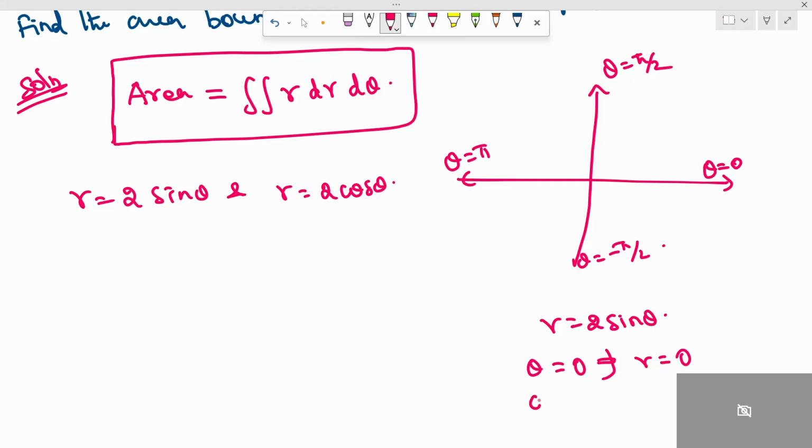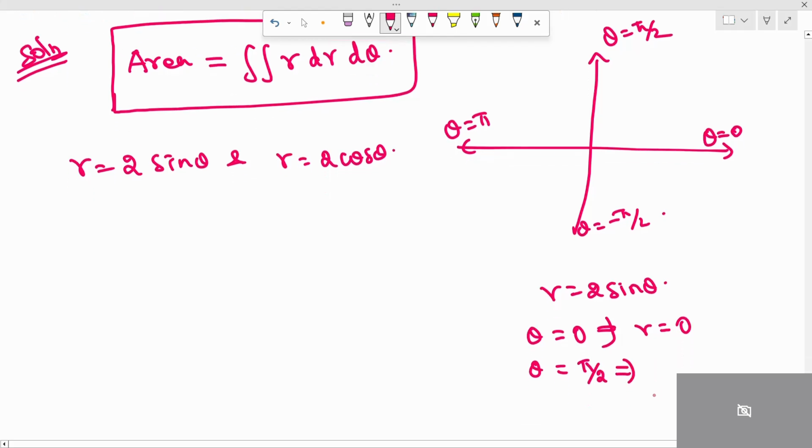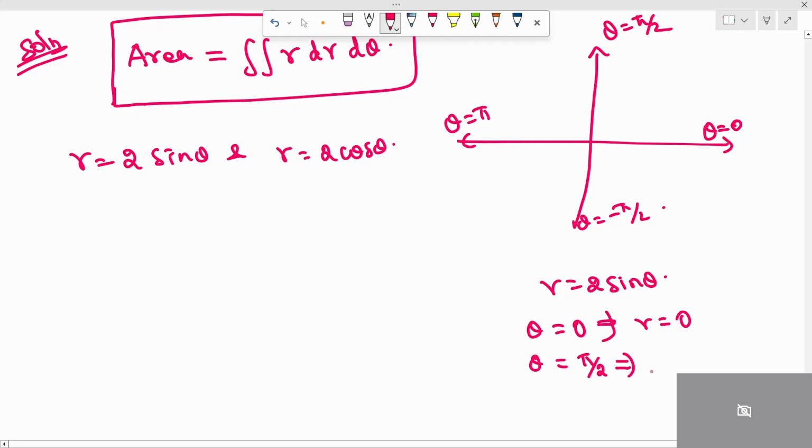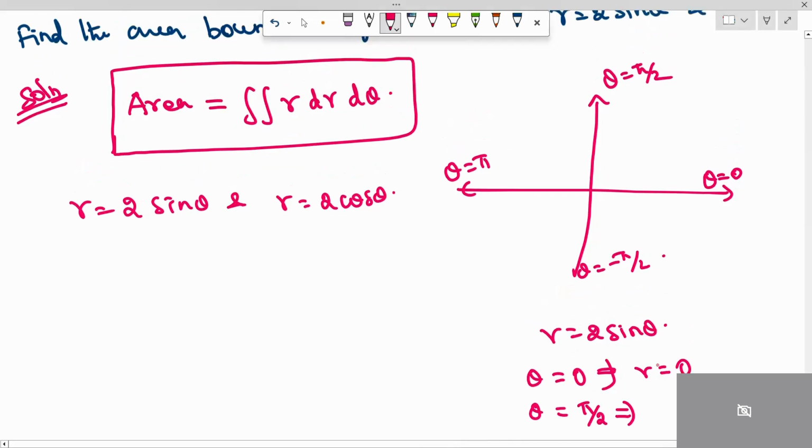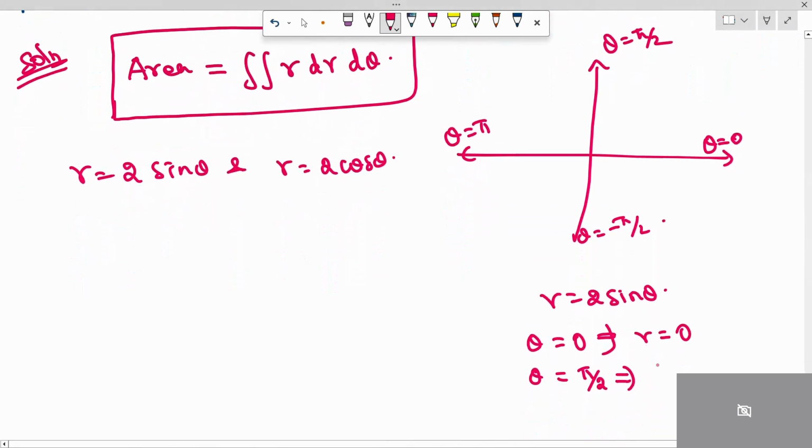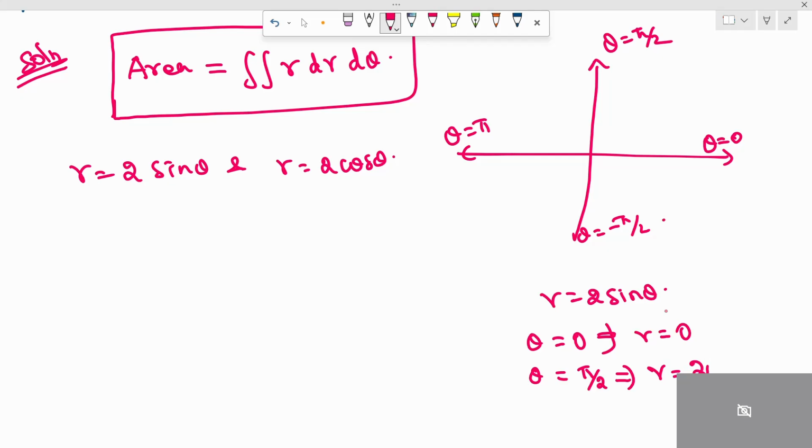Then put theta equal to pi by 2. If you put theta equal to pi by 2, we will get r equal to 2 because the value of sin pi by 2, sin 90, is 1. First value theta 0. Theta 0 means we have to mark in this line. Here in this line, r is equal to 0.